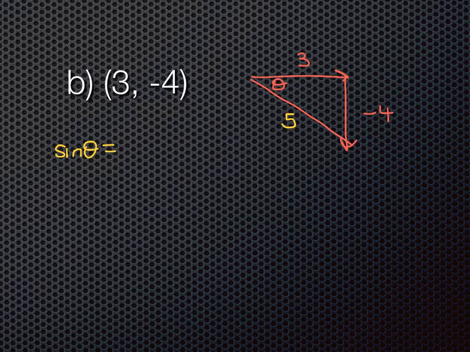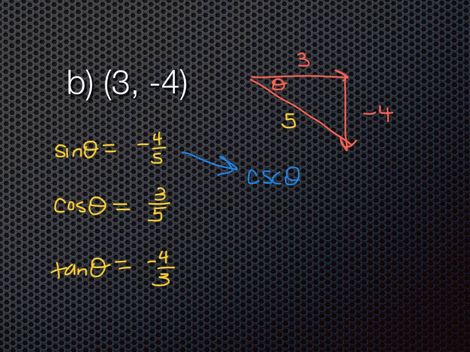Sine of theta is negative 4/5. Cosine of theta, 3/5. Tangent of theta, negative 4/3. Now the reciprocal functions, the reciprocal of sine, which is cosecant, is negative 5/4. Reciprocal of cosine is secant, 5/3. Reciprocal of tangent, cotangent, negative 3/4.